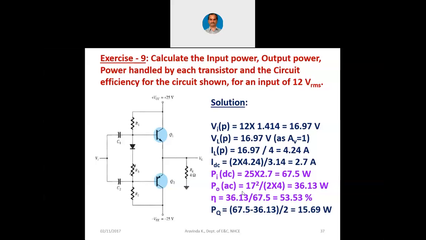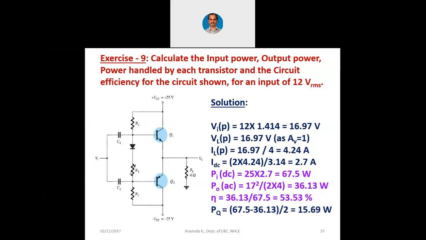So output AC power is 16.97 whole squared divided by 2 RL, that is 36.13 watts. So the efficiency is 36.13 divided by 67.5, output AC power divided by input DC power, that is 53.53%. You can see it is more than class A. Class A can have a maximum of 50%. Here it is more than class A because this is class AB.